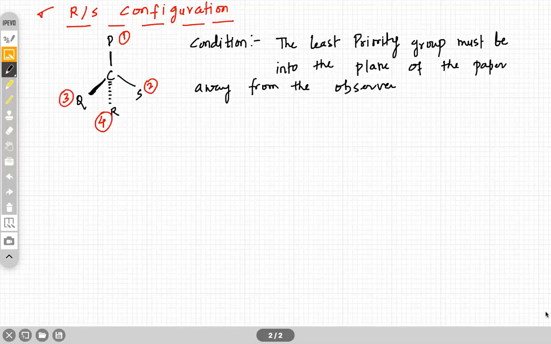First one, the CIP rule. Those who did not write, please write it down. CIP rule, the first point: higher atomic number has higher priority. Second point: in case of isotopes, we compare the mass number.